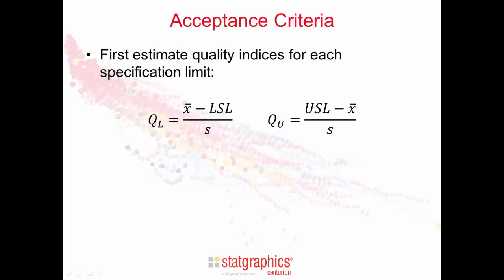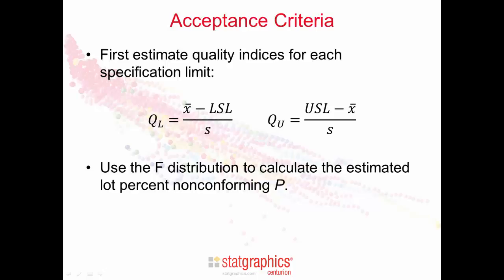I next use the F distribution to calculate the estimated percentage of items in the lot that do not conform to the specification limits. I will reject the lot if the P that I calculate is greater than the maximum allowable value for the sampling plan. I'll accept the lot if P is less than or equal to M.